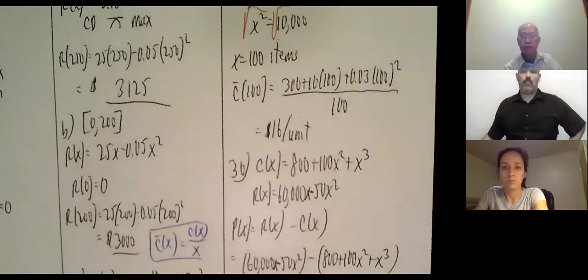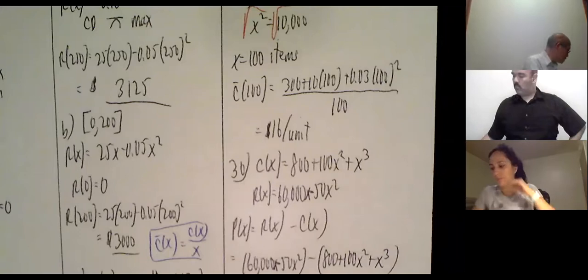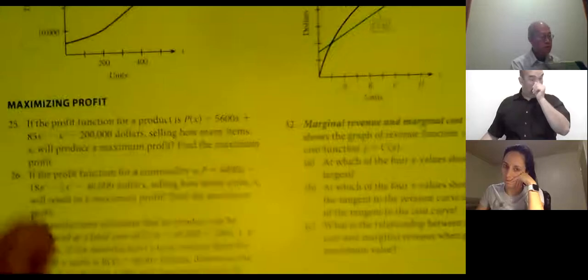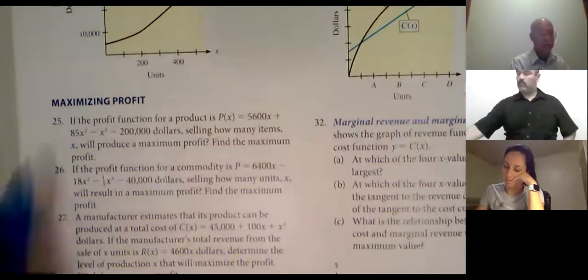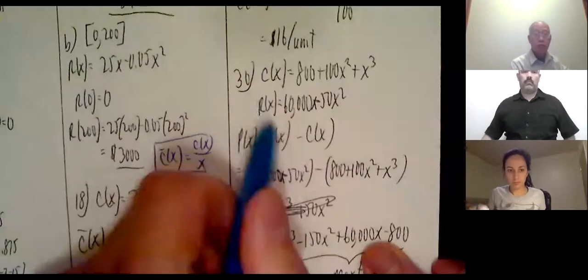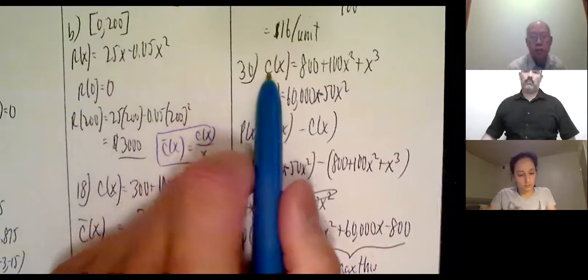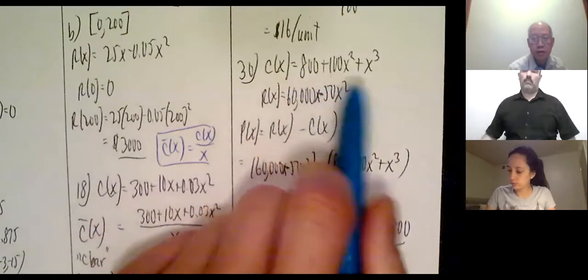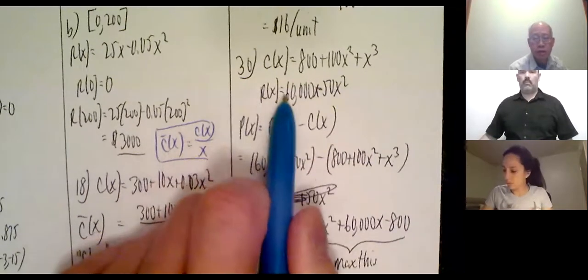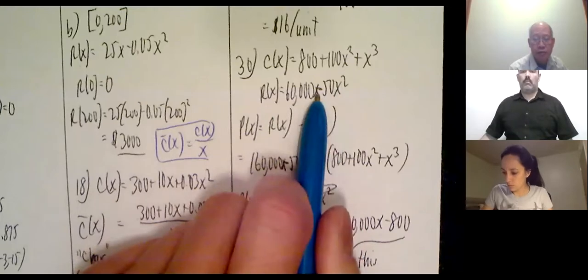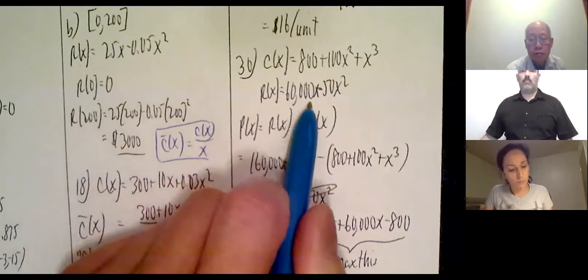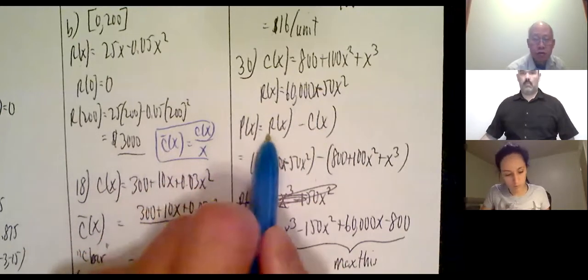Okay, and then my problem 30, again, I don't know if that matches yours, but you're trying to maximize profit. What they give me is a cost function, 800 plus 100 X squared plus X cubed. They give me a revenue function, 60,000 X minus 50X squared. It says we're supposed to maximize the profit. Now, profit is revenue minus cost.